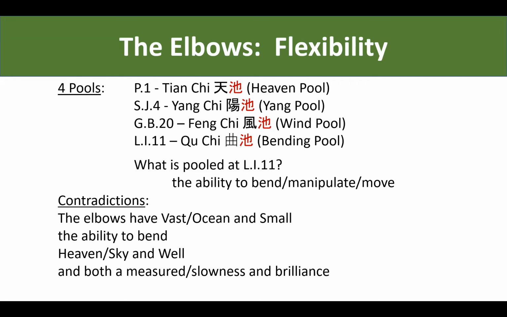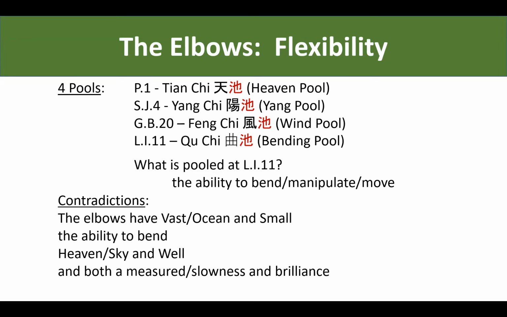Okay. So on the one hand, the elbows have the vastness of ocean, but they also have small, because the two points that have the character ocean are heart 3 and small intestine 8. And guess what those names are? The small ocean and the tiny ocean. Shaohai and Xiaohai. Okay, so on the one hand, we're talking about an ocean. On the other hand, we're constricting it. Then we're talking about the ability to bend.